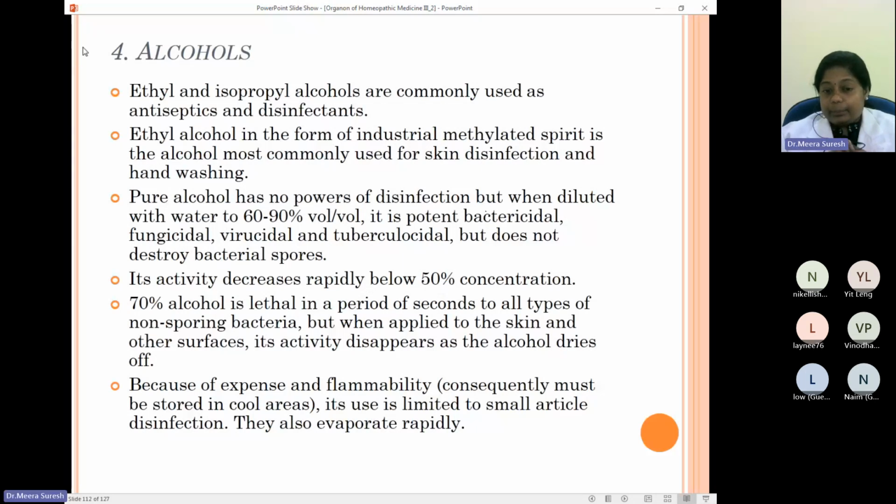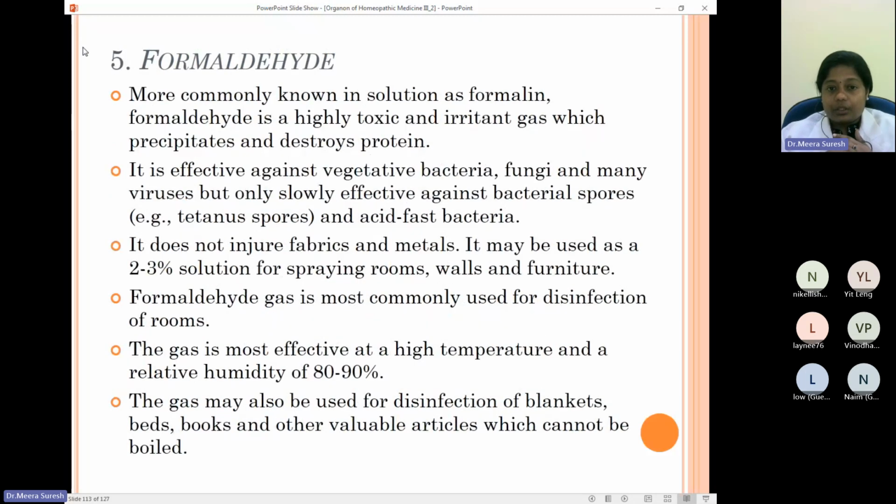70% alcohol is lethal in a period of seconds to all types of non-sporing bacteria. However, when alcohol is applied on the body, its action will be very momentary. It will soon get evaporated, so there is no residual activity present while using it. We have to use it very frequently. Because of expense and also flammability, it should be kept in a cool area. Alcohol's use as a disinfectant is limited to only small articles. And as I already told, they evaporate very rapidly, so no residual effect will be there.